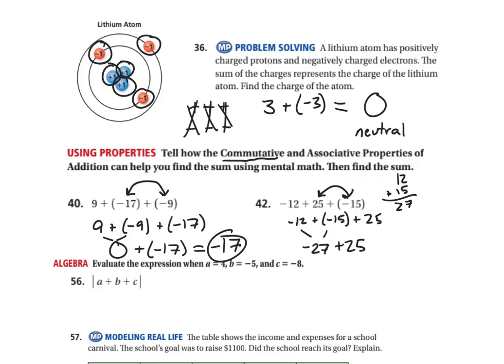Adding in 25, I have 27 negatives, 25 positives. I'm going to subtract since they have opposite signs. Bigger value from smaller value, and I end up with 2. 27 had the bigger absolute value, so my answer here becomes -2.